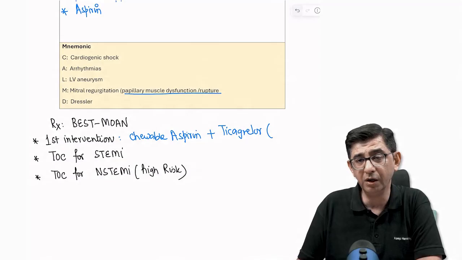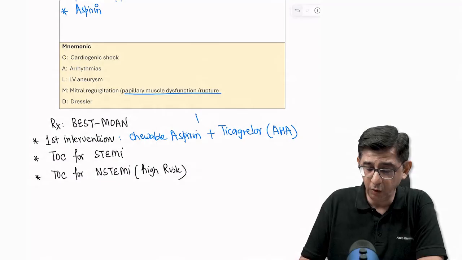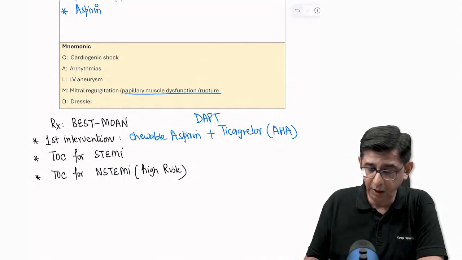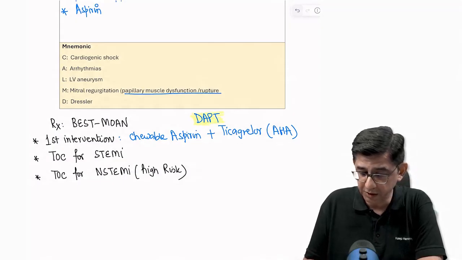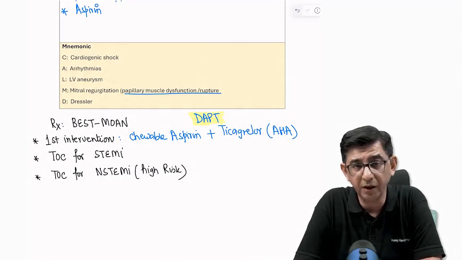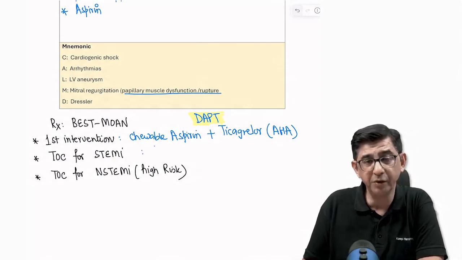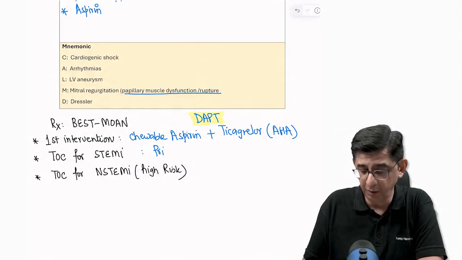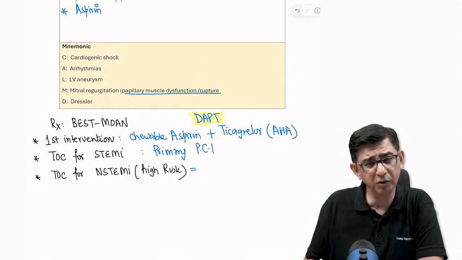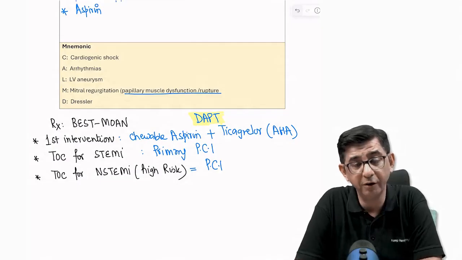According to the American Heart Association guidelines, all patients of MI should always be subjected to what is called DAPT. DAPT stands for dual antiplatelet therapy, that is chewable aspirin and ticagrelor. If he says what is the treatment of choice for ST elevation MI, I already explained that we should be going in for primary percutaneous coronary intervention. If he says what is the treatment of choice for non-ST elevation MI, the answer is still percutaneous coronary intervention.